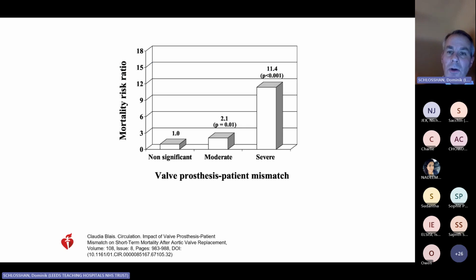Is it bad to have too small a valve long term? Yes, it is. It causes mortality increase, especially if the mismatch is severe. And we know it causes symptoms, remodeling, left ventricular hypertrophy. It is even worse when people have pre-existing LV dysfunction. There's some good figures out there. So you can imagine it is not good to have too small a valve long term, because effectively you've replaced severe native aortic stenosis with sort of severe aortic stenosis caused by too small a valve.